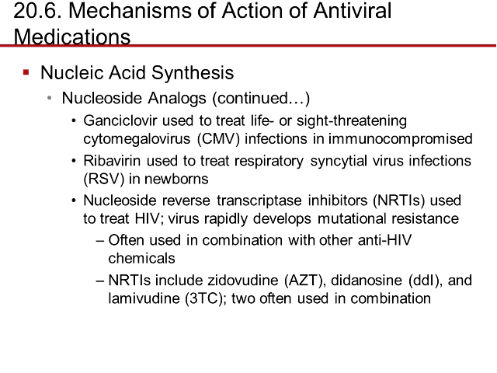Another nucleoside analog is ganciclovir, which is used to treat life-threatening diseases like cytomegalovirus infections in the immunocompromised. Ribavirin is used to treat respiratory syncytial virus infections, RSV, in newborns. Nucleoside reverse transcriptase inhibitors are used to treat HIV, and the virus rapidly develops mutational resistance, so they are often used in combination with other anti-HIV chemicals.